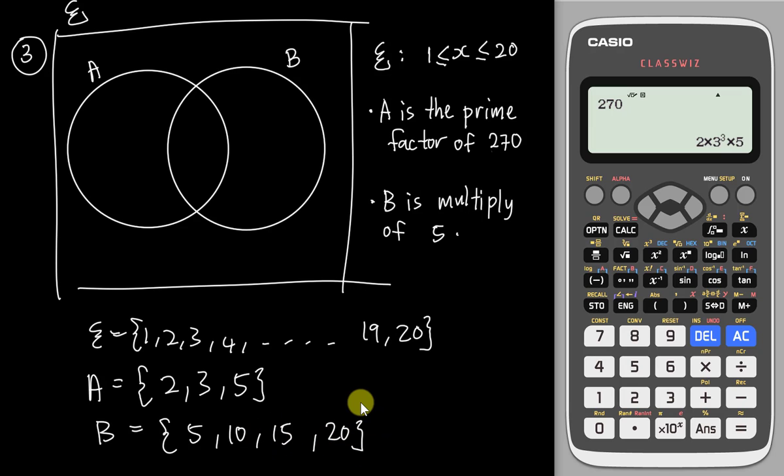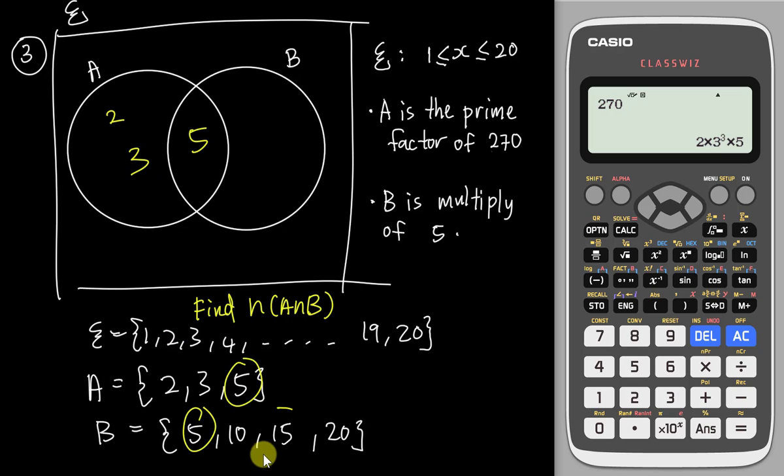Normally for a question like this, they will ask you to find the number of A intersect B. They will ask you to find the number of A intersect B. So we want to find the numbers A and B have in common. You realize both of them have 5 in it. So I know they intersect at 5 here. And then in A, I have 2 and 3 here. And in B, I have 10, 15, and 20 here.